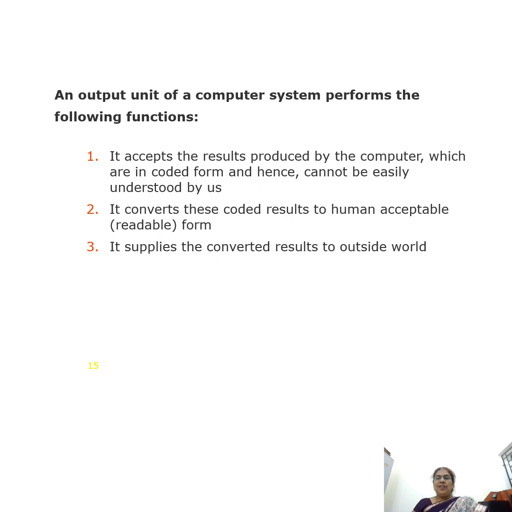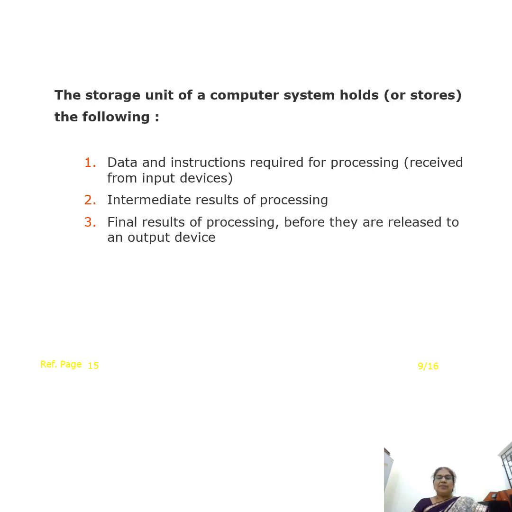An output unit of a computer system performs the following instructions. It accepts the results produced by the computer, which are in coded form and hence cannot be easily understood by us. So it converts these coded results to human acceptable form, that is, readable form. The computer can understand only zeros and ones, only digital bits. But as output we are going to see a human readable form. It supplies the converted results to the outside world.